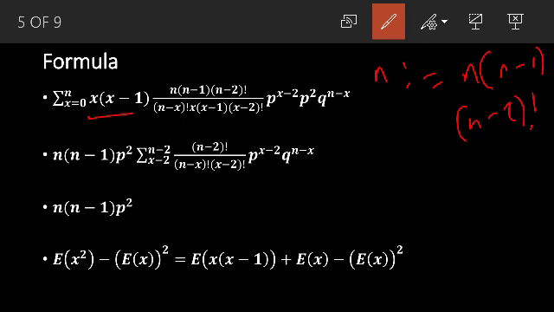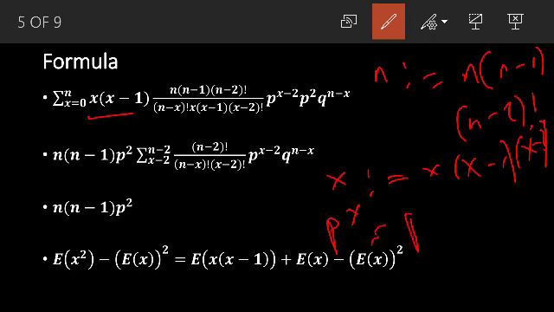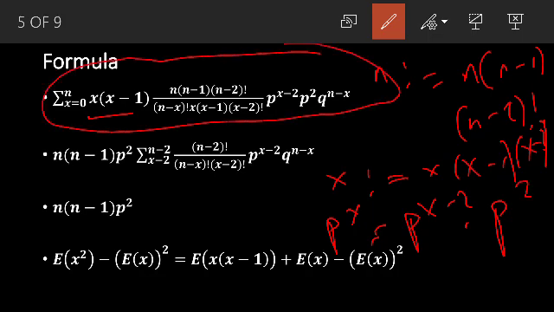We choose to stop here for a reason. The same thing with x factorial becomes x into x minus 1 and x minus 2 factorial, because we needed something to cancel out at the end of the day. Then you can see that p raised to power x is now replaced with p raised to power x minus 2 times p raised to power 2. That is how we got the whole of this.